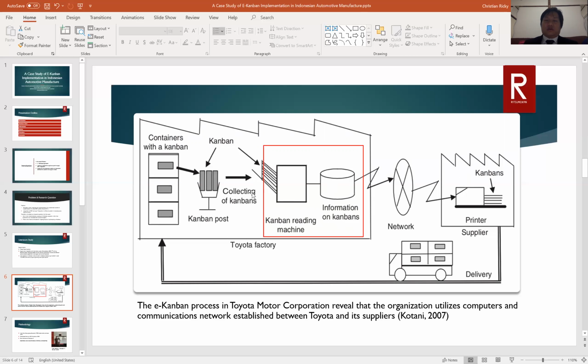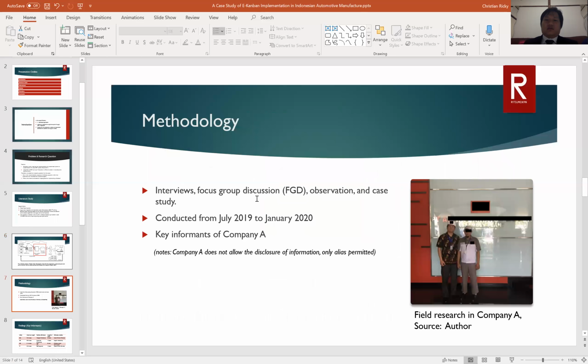However, this E-Kanban implementation probably we can get in Japan, but what if it's implemented outside of Japan? Therefore, we conduct a research study, an investigation, and we want to study how the Kanban itself is implemented outside of Japan, and if it's implemented, what is the way of implementation? We want to know. So first, we conduct a case study implementation.